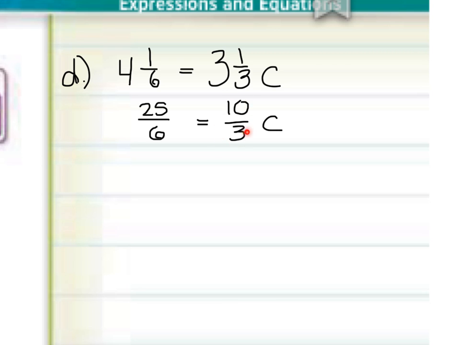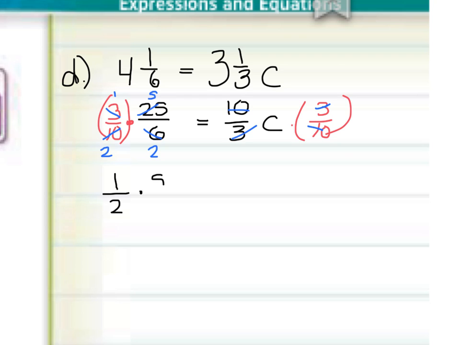Now the 10 thirds is the coefficient with the C, so I need to multiply by the reciprocal or the multiplicative inverse, which is 3/10 on both sides. And this turns out to be rather convenient, as these simplify out. And also, I can cross simplify the 10 with the 25 by dividing by 5 to get 2 and 5. And the 3 and the 6 I can divide by 3 to get 1 and 2. You don't have to rewrite these, but I'm going to just to kind of show you. You have the 1/2 times the 5/2 is going to equal our C now.